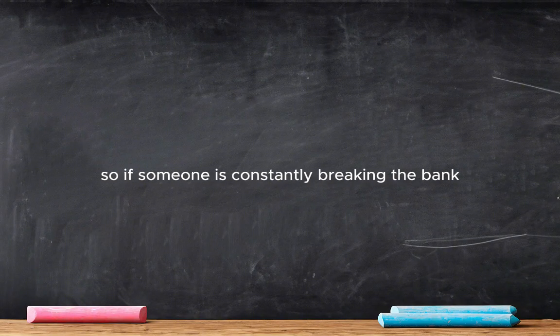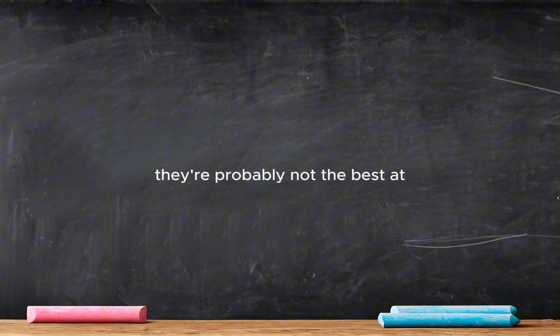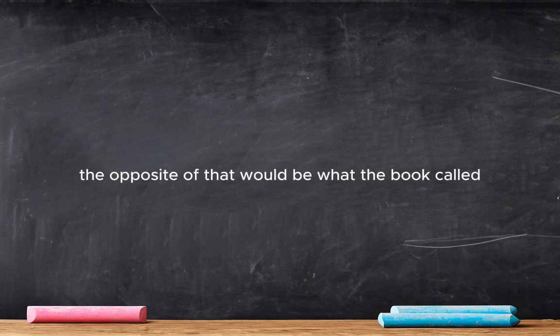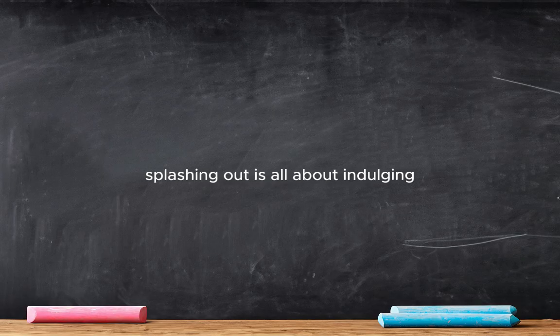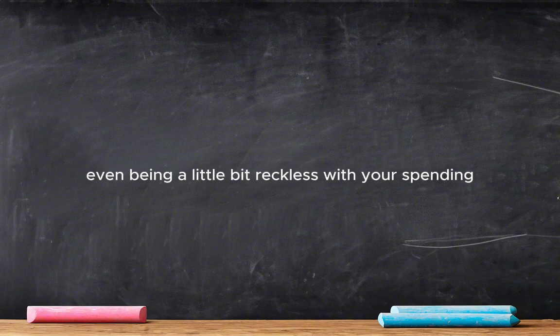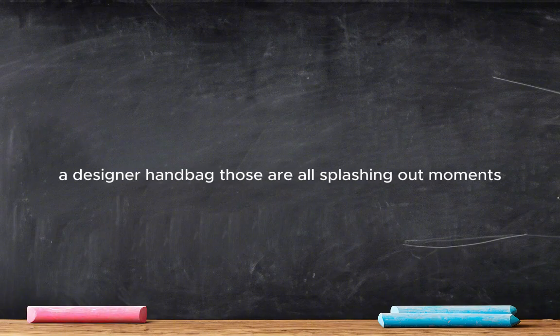So if someone is constantly breaking the bank or things are always costing them an arm and a leg, they're probably not the best at living within their means. I guess the opposite of that would be what the book called splashing out. You got it. Splashing out is all about indulging, treating yourself, maybe even being a little bit reckless with your spending. Like, think of a lavish vacation, a designer handbag.